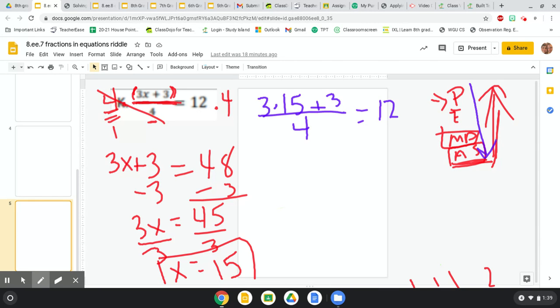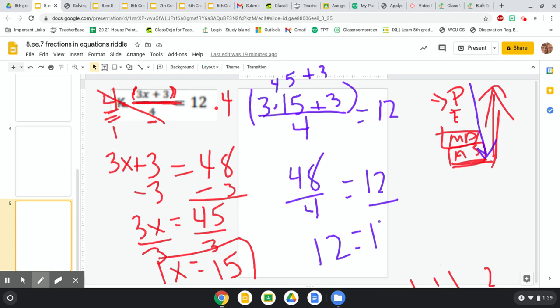So parentheses. So remember, this still acts like a grouping symbol. So I need to do 3 times 15 first. So that's 45. 45 plus 3 up here should give me 48. So that's 48 over 4 equals 12. Does 48 divided by 4, in fact, equal 12? Well, yeah, it does. So I'm going to get 12 equals 12, meaning that, yes, x equals 15 is the correct solution.